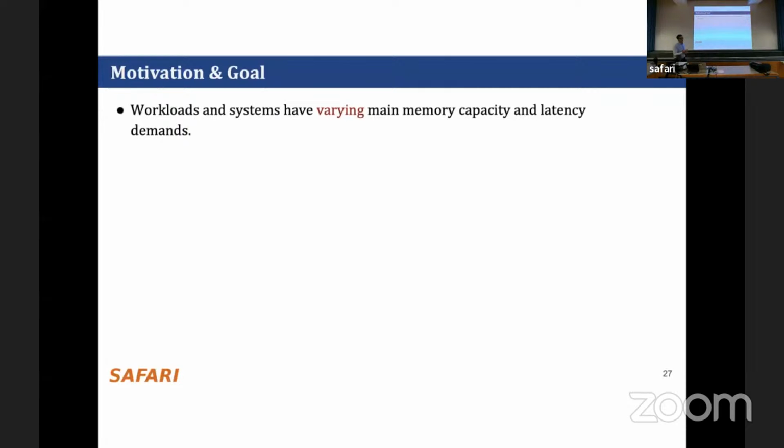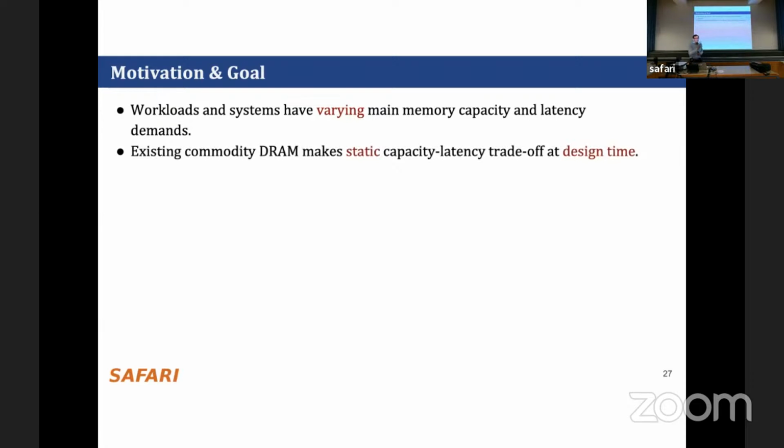And essentially, workloads have different capacity and latency demands. If you look at the previous works that we have discussed, for example, tiered latency DRAM, it makes a static capacity latency trade-off at design time. You choose the near segment size statically, right? You choose, for example, in the heterogeneous subarrays, you choose the subarray sizes statically. In CROW, you choose the size of the copy rows, how many copy rows you have, statically. All of these are fixed at design time, meaning somebody designs a chip and they don't change, right? It's not configurable in the sense.